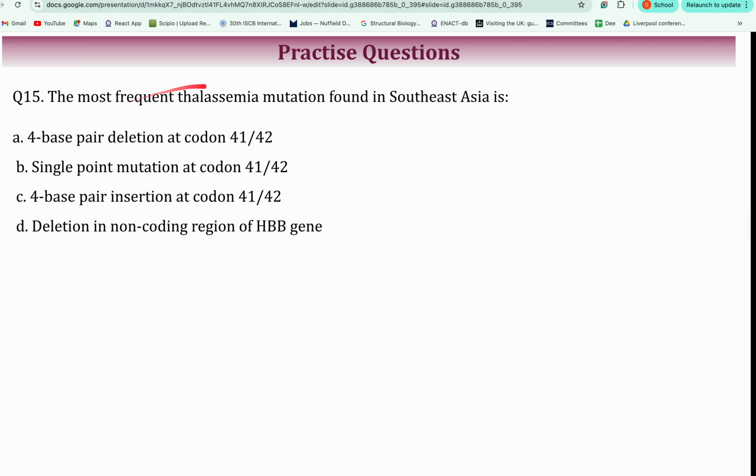So next question is, the most frequent thalassemia mutation found in Southeast Asia is option A, 4 base pair deletion at codon 41/42. Option B, single point mutation at codon 41/42. Option C, 4 base pair insertion at codon 41/42. And option D is deletion in the known coding region of HBB gene.